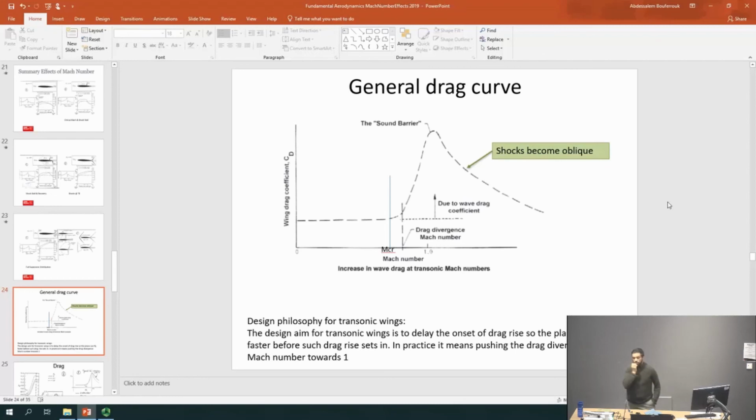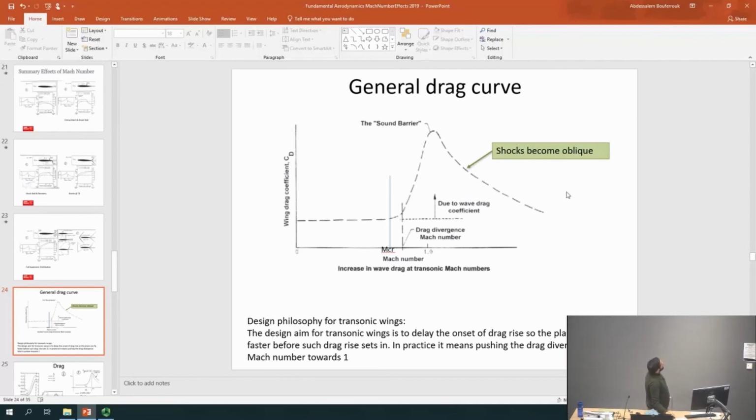So this graph, I want you to think very carefully about this graph because it's actually quite important in terms of aircraft design. So we know the shape is like this, and I put something at the end of the slide saying, what is the design philosophy for transonic wings, for wings that fly close to Mach number 1? What's the design philosophy, just based on the drag curve?